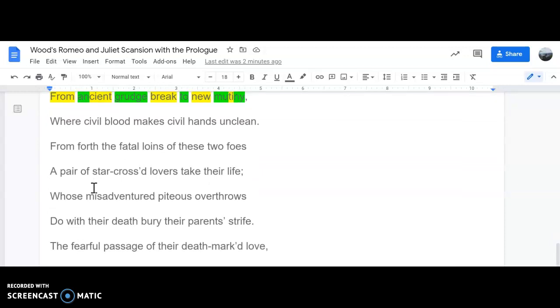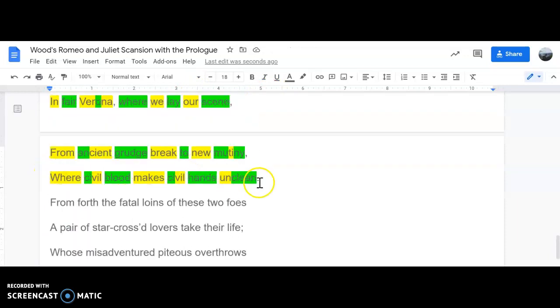But back to the fourth line, where civil blood makes civil, oh, no, that was right. Where civil blood makes civil hands unclean. So let's look at it colored. Okay, so the same line, now it is done. Notice again how we have that 5 feet present in this line as well. Let's do it one more time. Where civil, notice how civil is 2 syllables. It gets broken down into those 2 syllables for its sounds. So civil blood makes civil hands unclean.